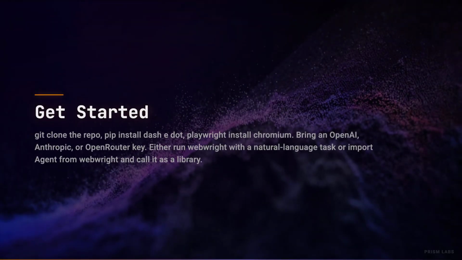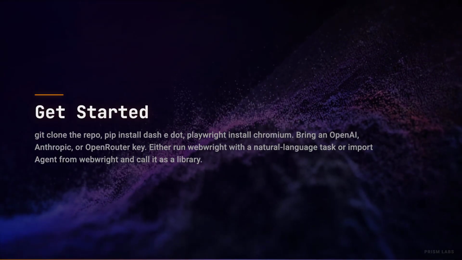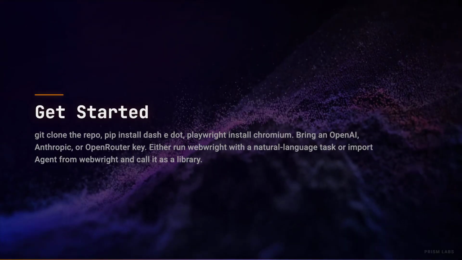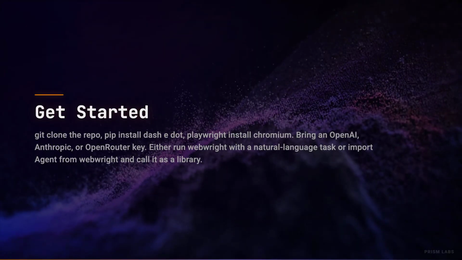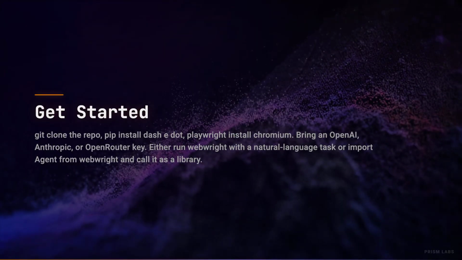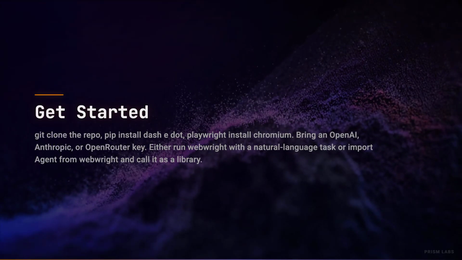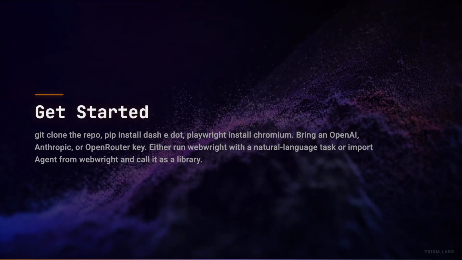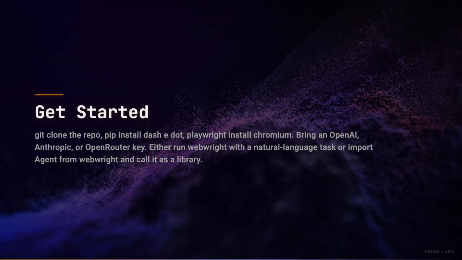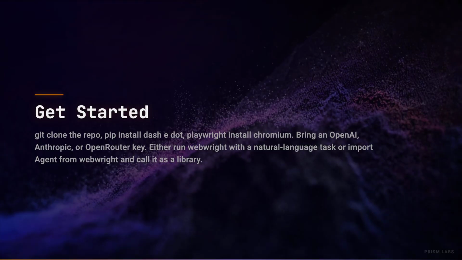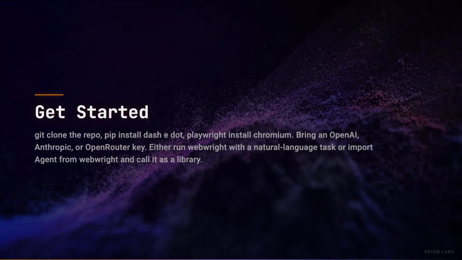Git clone the repo, pip install -e. Playwright install Chromium. Bring an OpenAI, Anthropic, or OpenRouter key. Either run Webwright with a natural language task or import Agent from Webwright and call it as a library. If you already run Claude Code, install the plugin from the marketplace and Webwright becomes a / command inside your existing session. MIT licensed, 5,000 GitHub stars, about 1,500 lines of code you can actually read. The docs site at microsoft.github.io/webwright has the full reference.